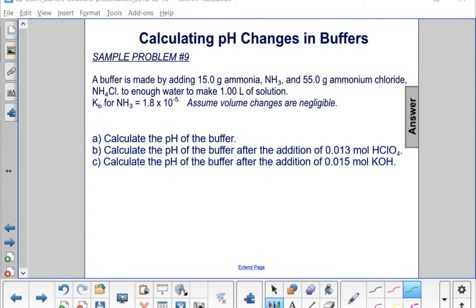First, find the pH of the buffer. Then find the pH of the buffer after the addition of a strong acid. Then find the pH of the buffer after the addition of a strong base. The only thing that makes this example a little different than previous examples is that rather than being given the amounts in moles, we're given the amounts in grams, and we're going to have to find the amount in moles before we do our neutralization reaction.